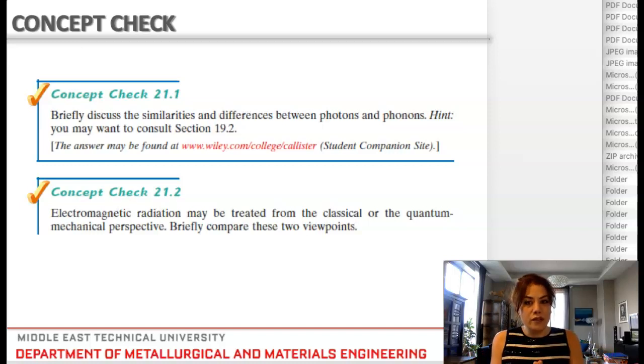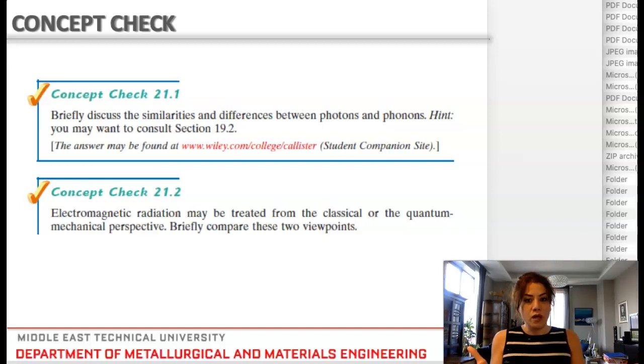Phonons, on the other hand, are the thermal vibrations in the lattice, right? So based on the thermal energy, these lattice vibrations resonate at a certain frequency, which creates an acoustic wave in the material. So both phonons and photons are treated as a wave. But as a difference, photons have a dual property. They are also treated as a particle.